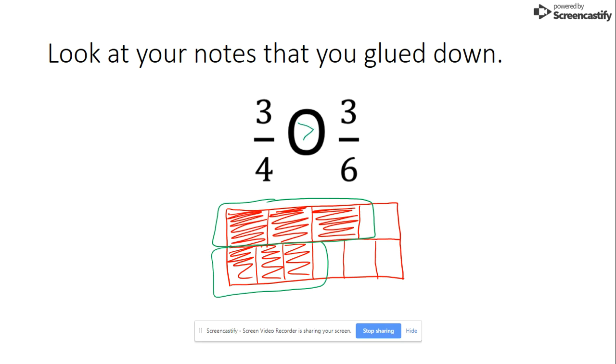Again, since I have the same numerator, think of your denominator as telling you how many people you're going to share with. Would you rather share with 4 people or 6 people? In this case, when you share with 4 people, you're going to have a bigger amount. So that's why 3/4 is bigger than 3/6.